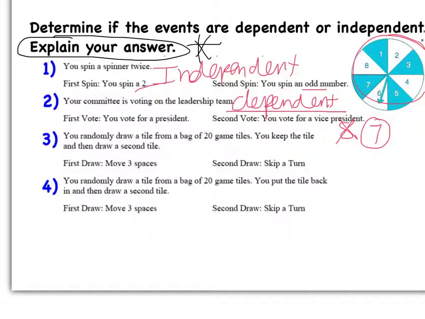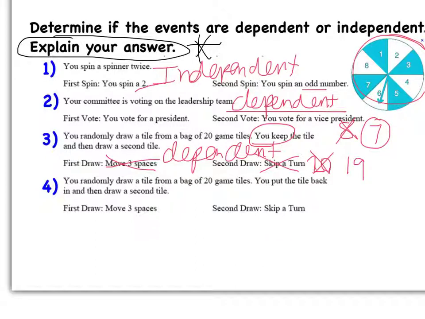Third, you randomly draw a tile from a bag of 20 game tiles. You keep the tile and then draw a second tile. Ooh, I don't even need to know what we have here. This word right here, it says you keep, tells me immediately that it's dependent. For example, we have 20 in the bag, and then we draw 1, and we don't replace it. That tells me now we have 19. Because that number went down, it's going to be dependent.